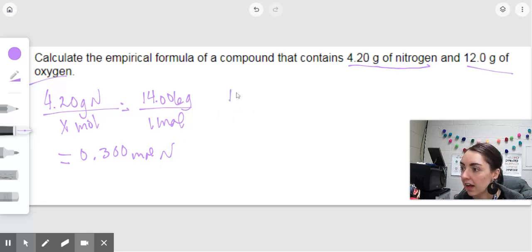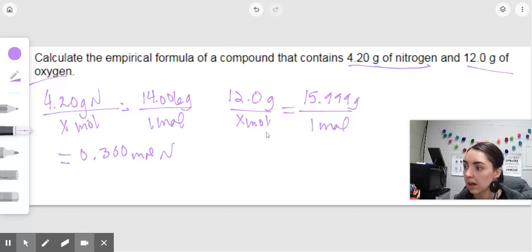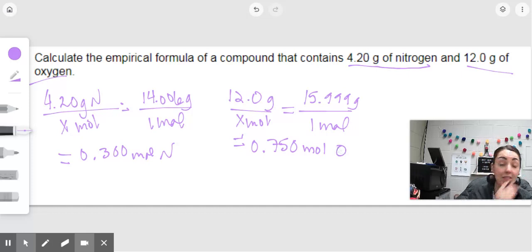And then for my oxygen, I've got 12.0 grams of oxygen, X moles, 15.999 grams for every 1 mole. Again, some quick algebra here. It's going to come out to 0.750 moles of oxygen.